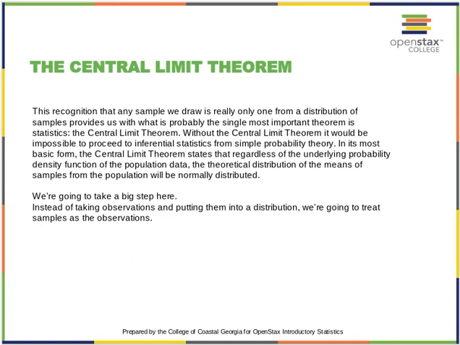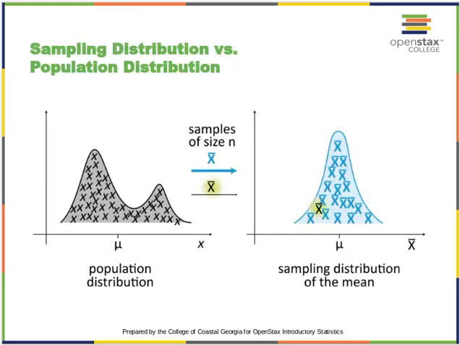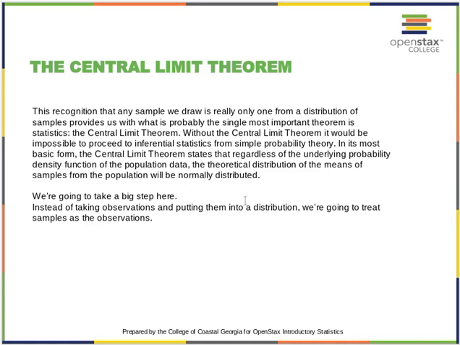A little more here. The central limit theorem is really a recognition that any sample we draw is really only one from a distribution of samples. Okay, so now that thing that we just created is a sampling distribution, not a population distribution. And that is the source of the central limit theorem, really.